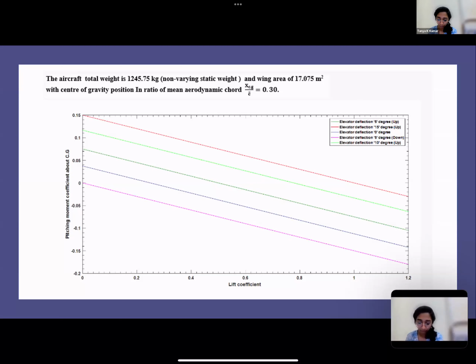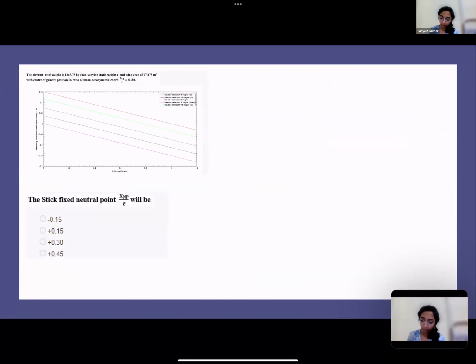What is this graph? It's the pitching moment versus lift coefficient, CM versus CL. Now you can see these graphs are for different elevator deflections. The first one, the green line, is for 5 degrees up. 5 degrees up means negative 5 degrees. 15 degrees up, negative 15 degrees. 5 degrees down, positive 5 degrees. And 10 degrees down is positive 10 degrees. Okay. So let's look at the questions.